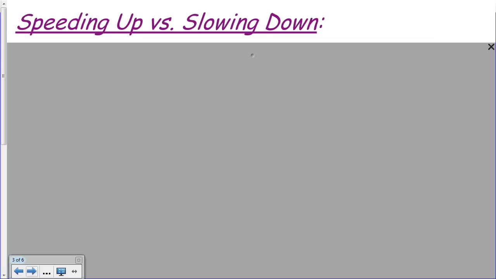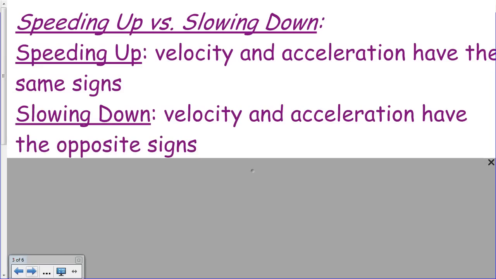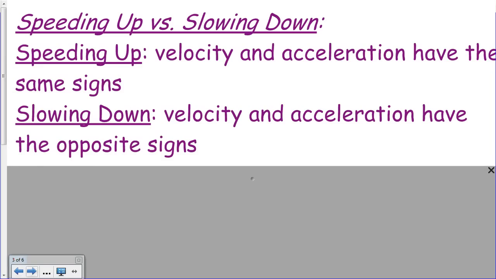All right, another two terms that we need to understand are the difference between speeding up and slowing down. These deal with speed, and we need to understand how we determine whether an object is speeding up or slowing down, which can be a little bit tricky. But if you understand the relationship between these two terms and the velocity and acceleration, it's a piece of cake. Here's the relationship between velocity and acceleration and whether your object is speeding up or slowing down.